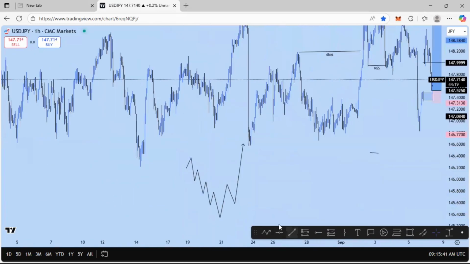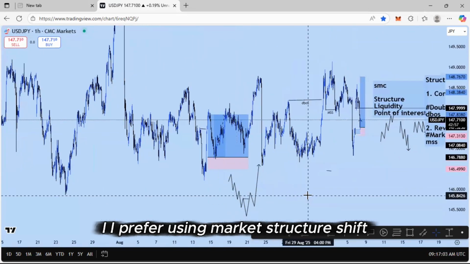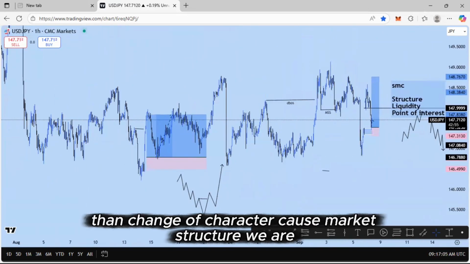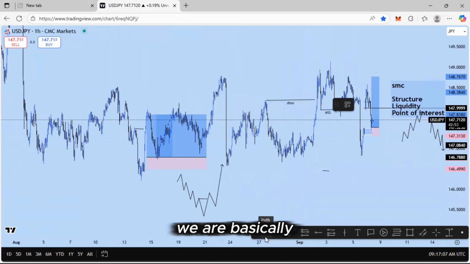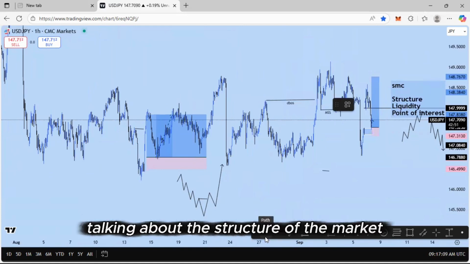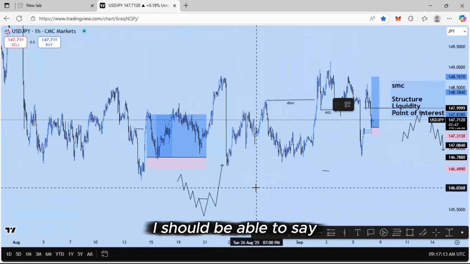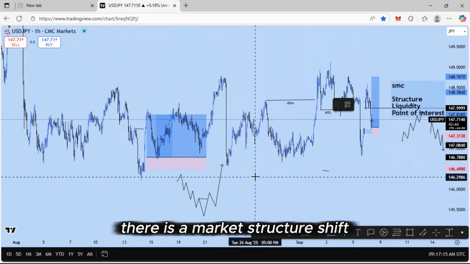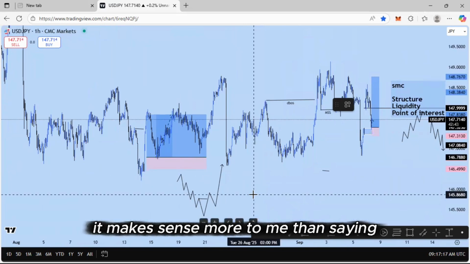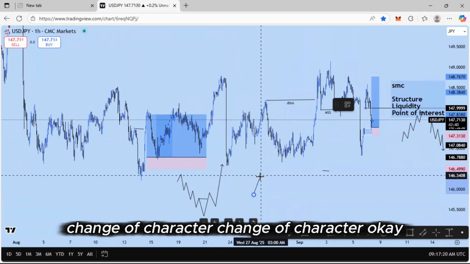I prefer using market structure shift over change of character, because with market structure, we are basically talking about the structure of the market. So if there is a shift in structure, I should be able to say there is a market structure shift. It makes more sense to me than saying change of character. Okay.